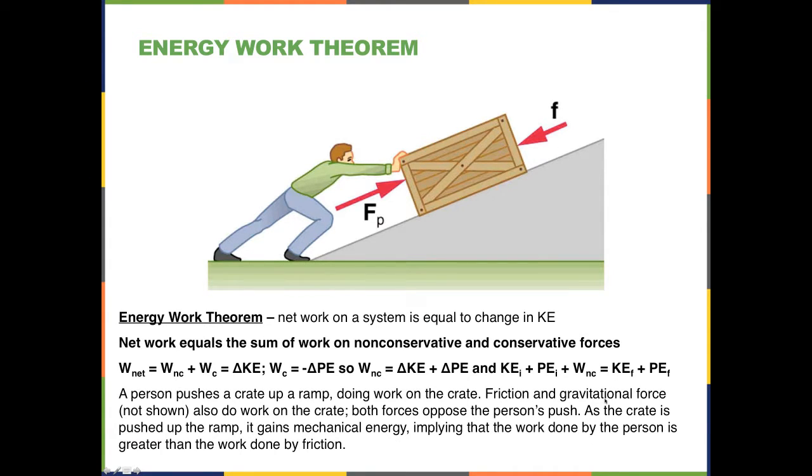So a person pushes a crate up a ramp. He does work on the crate. The friction and gravitational force also do work on the crate. Both of these forces oppose the person's push. As the crate is pushed up the ramp, it gains mechanical energy, implying that the work done by the person is greater than the work done by the friction force.